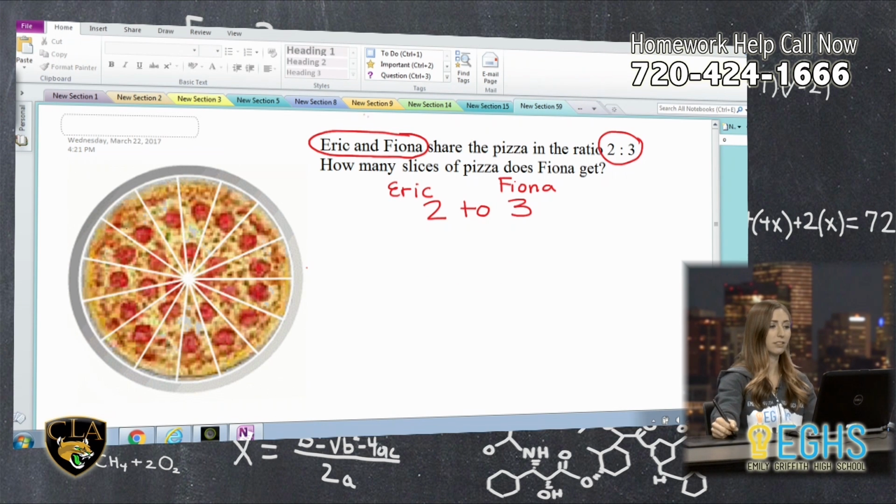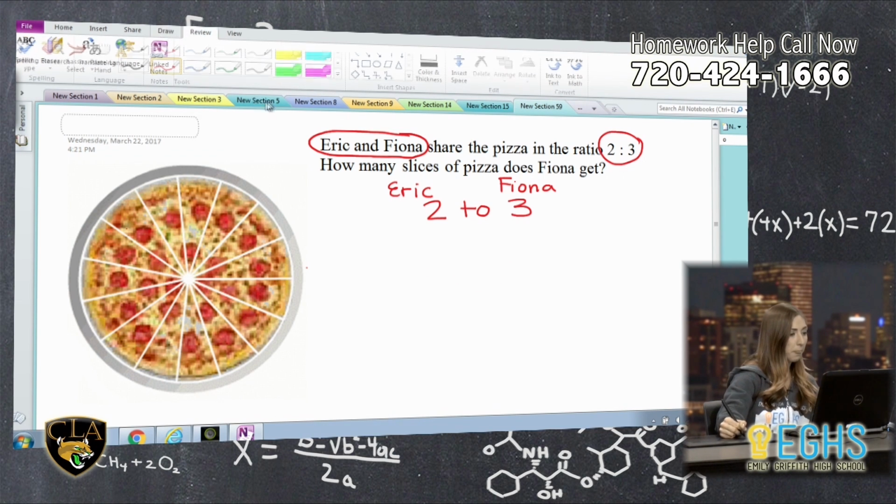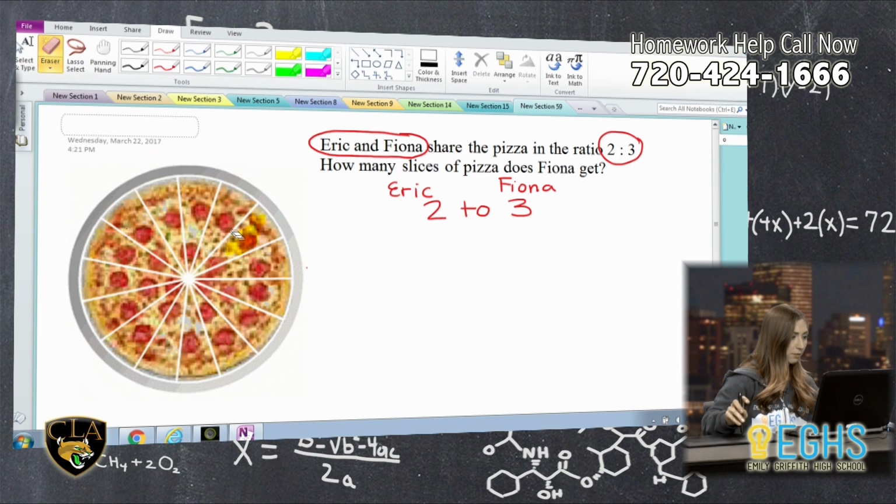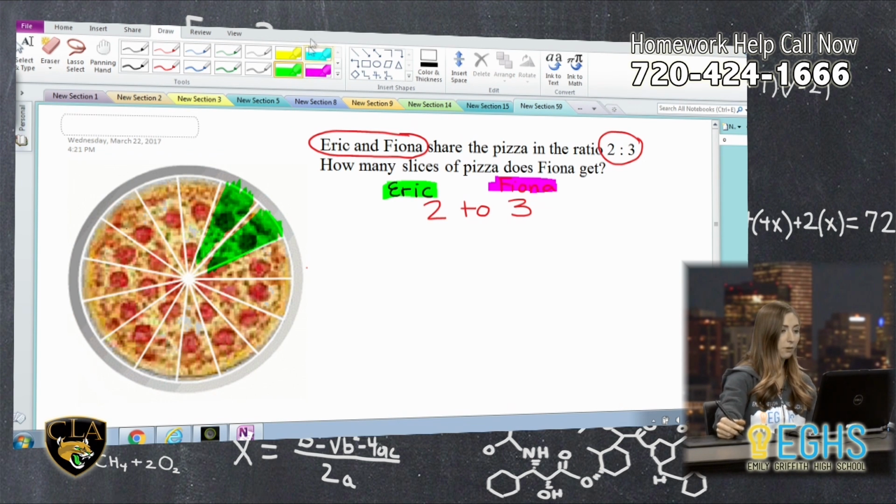Since we have a picture, let's do this visually first. Does this yellow show up? Kind of. Let's do green and purple. We're going to say Eric, all of his pieces are going to be green, and Fiona, all of her pieces are going to be purple. So this piece is Eric. We're going to shade in 2 for Eric. Every 2 that he gets, Fiona is going to get 3. So I'm going to shade in Fiona's 3. There's 1, 2, 3.